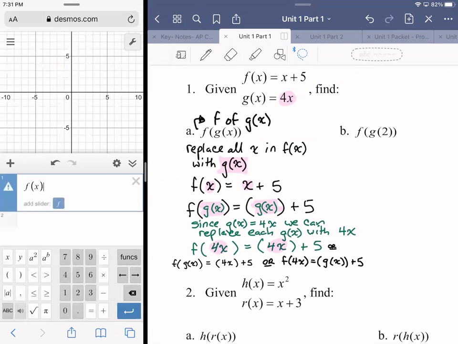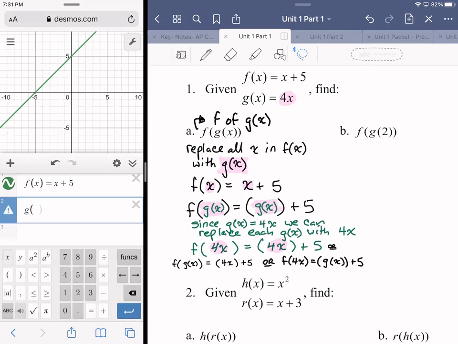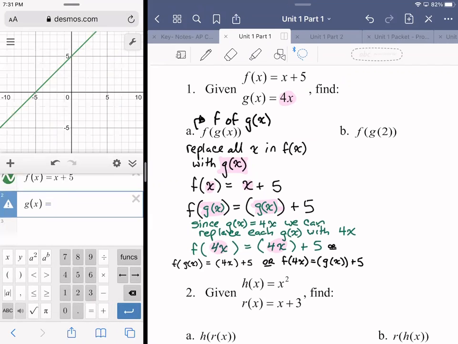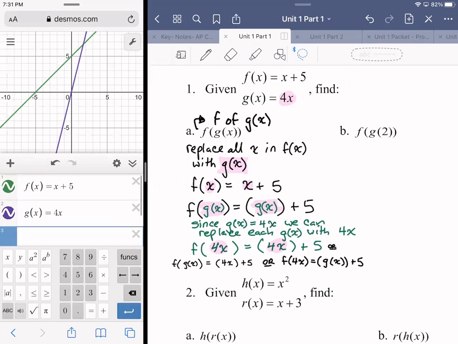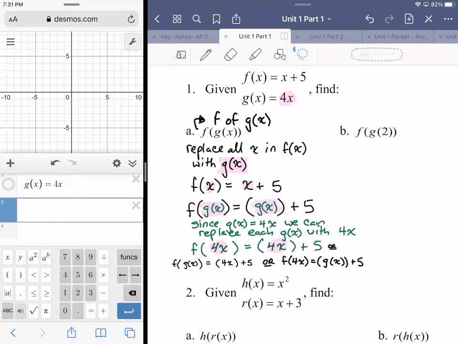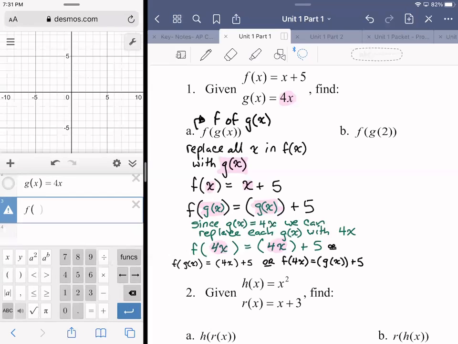F of x equals x plus 5. G of x is equal to 4x. All right, so these are the two given functions. So then what I could do is I could try anyway to write f of g of x.